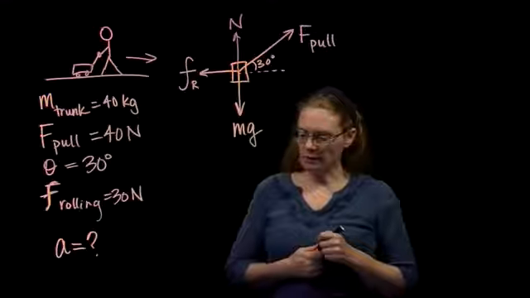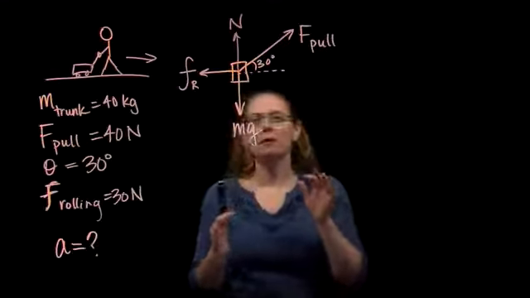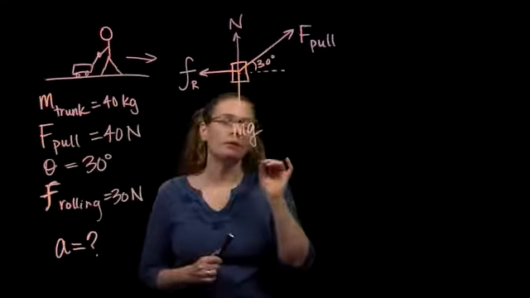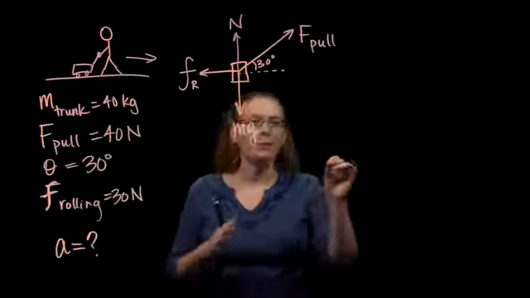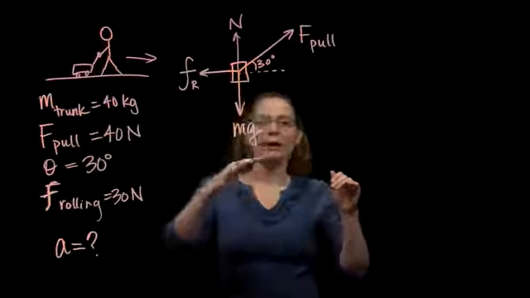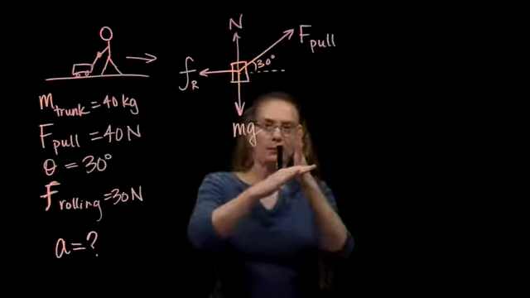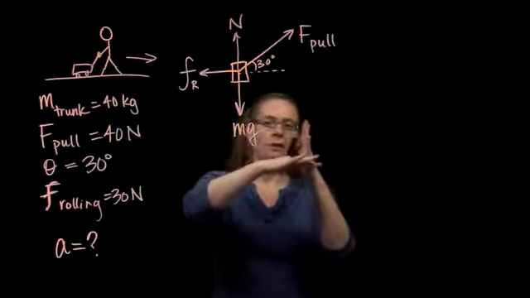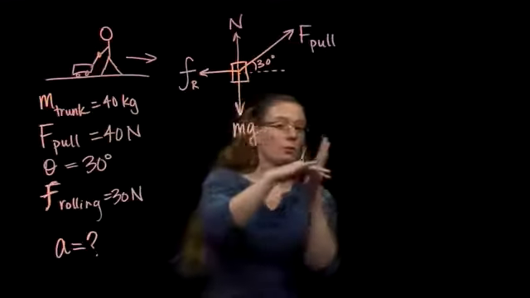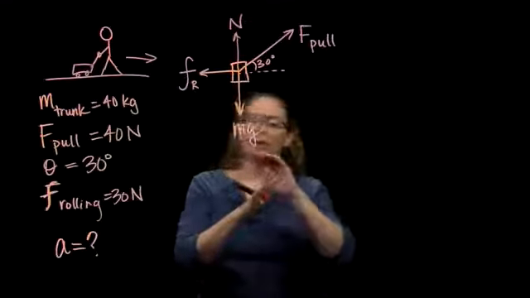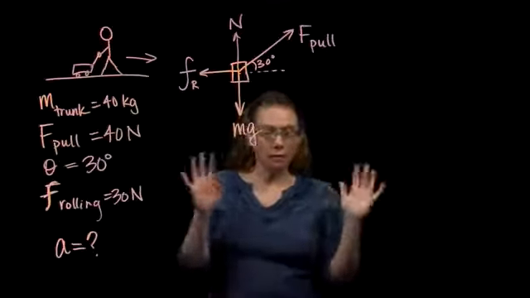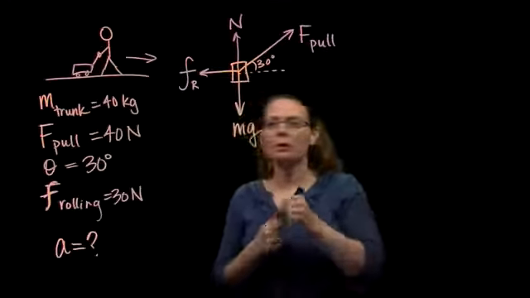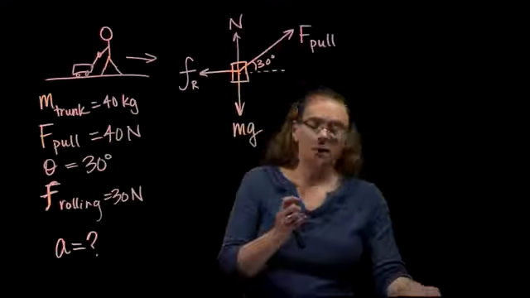Okay, so the next step is choose a coordinate system aligned with the acceleration. And this is a key point. You really want it aligned with the acceleration because then the acceleration is only in either the x or the y direction. If you choose a different set of axes, you might have acceleration in both the x and the y direction, and that makes your math way harder. It's still correct, it would still get you the right answer, but the math is much harder. So I'm going to choose a coordinate system based on my acceleration.